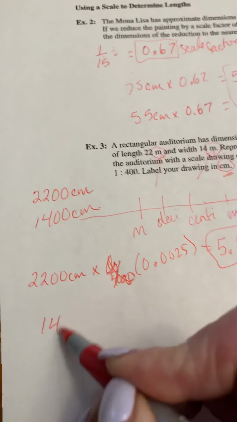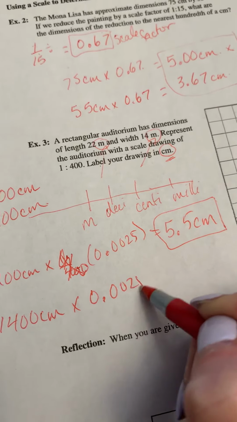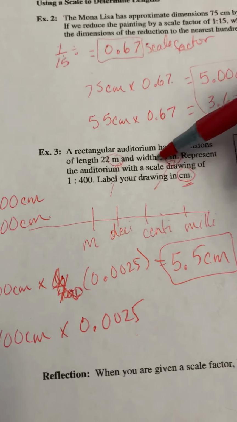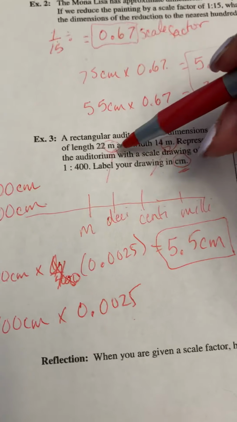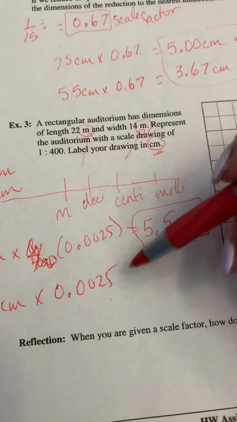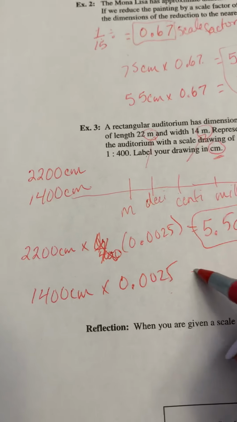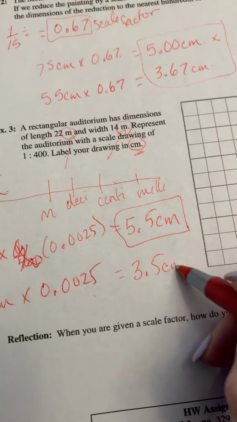And then I take my 1400 centimeters and I'm going to multiply it again by that same scale factor. And that is a very tiny scale factor, but we have to think we're starting off with a big auditorium, 22 meters, right? So that's quite a large area, and so it makes sense that we're going to have to use a scale factor that's very tiny. So when we work out the 1400, we're going to get that it's around 3.5 centimeters.